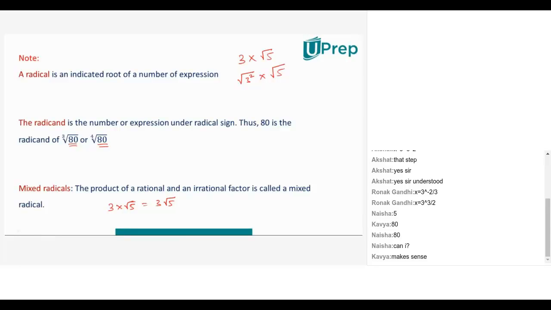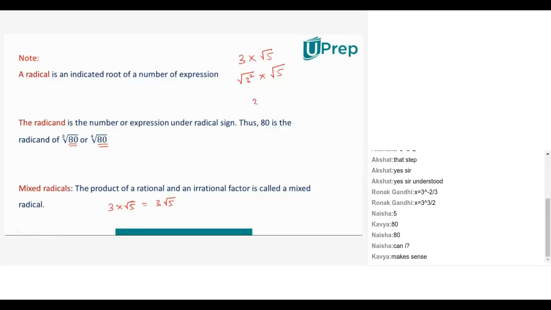Naisha, I'm writing 3 as square root of 3 square. Yeah, you can. Why can we write like that? Tell me. Because the square root of 3 square would be 3. Wonderful. Square root of 3 square will be 3. Now the problem is your square root of 3 square into root 5. Now you can multiply. Why can you multiply?